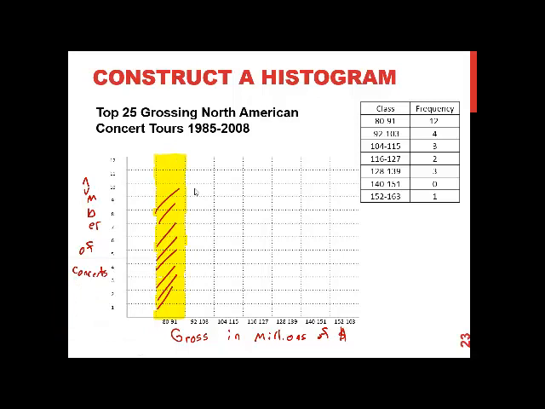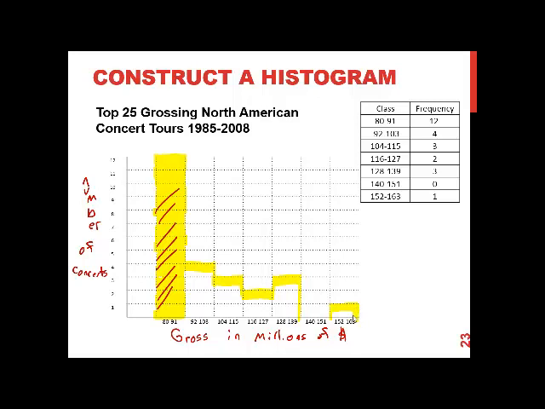We also have 92 to 103, there were 4, so I'll take a line up to 4. And 104 to 115, we've got 3. 116 to 127 was 2. 128 to 139 was 3. 140 to 151, we didn't have any. And then 152 to 163, we had 1.